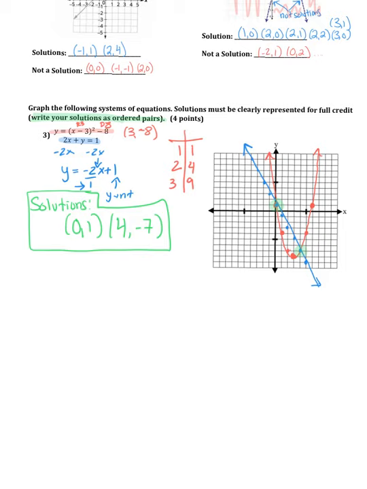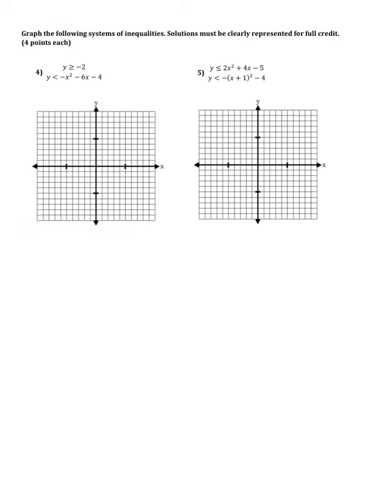All right, let's look at page 2. On page 2, we have two systems of inequalities. So the first one is y is greater than or equal to -2. So this is going to be a horizontal line at y is -2, and it's going to be a solid line because it has that equal to part. So I'm going to put a solid line at y equals -2. Then it says y is greater than or equal to -2, so I'm going to shade everything above the blue line.